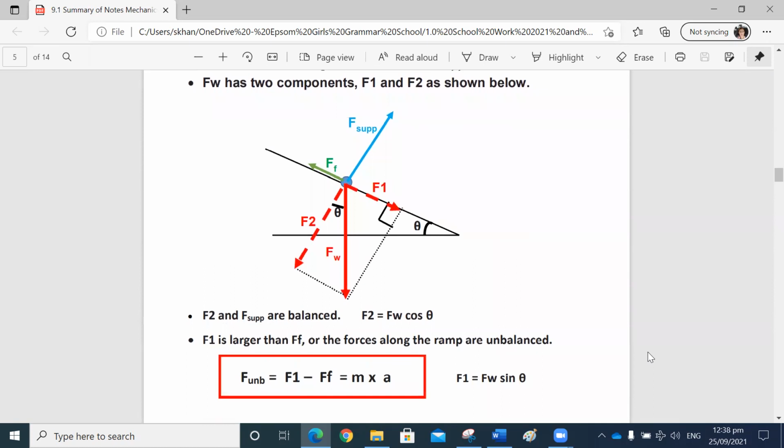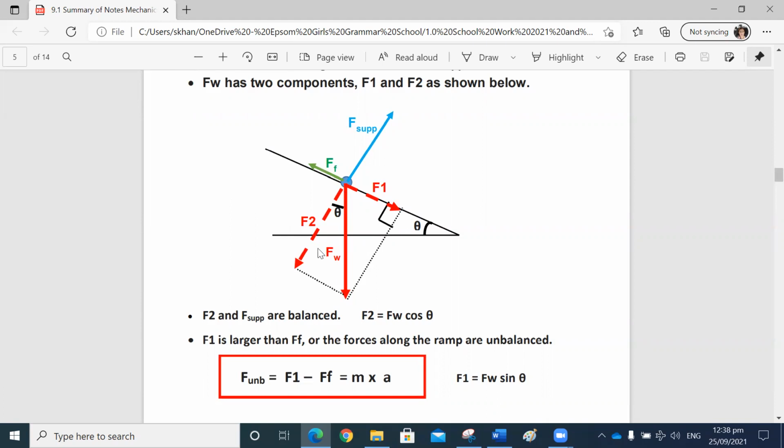we can use the component method. So that's the gravity force. And we can divide this gravity force into two components, F2 and F1. Now, again using geometry, remember this angle is the same as this angle over here. And then F2, because it is the adjacent side, will be FW times cos of this angle. And then F1 will be FW times sine of this angle, because F1 is the opposite side of this triangle over here.